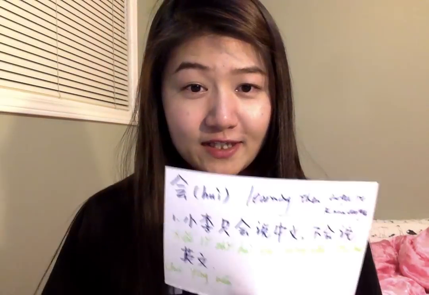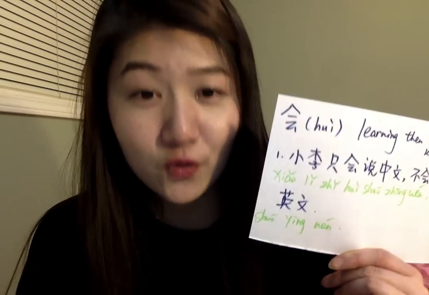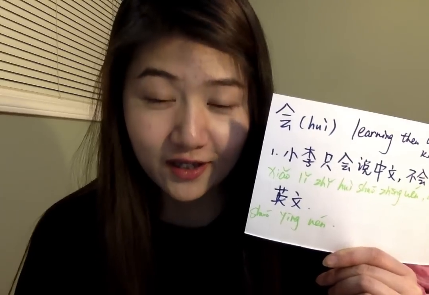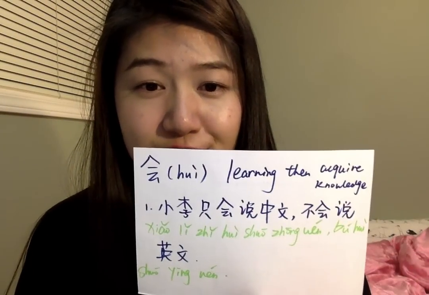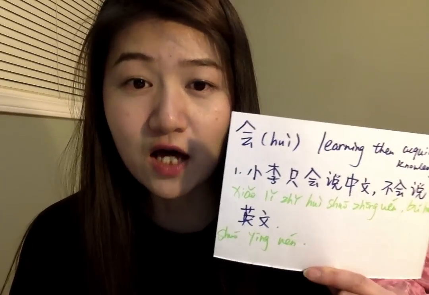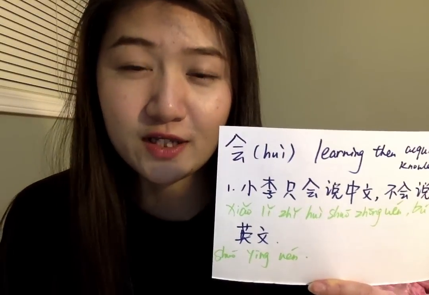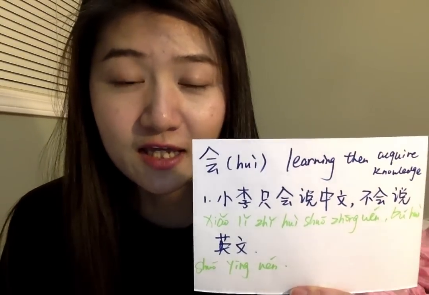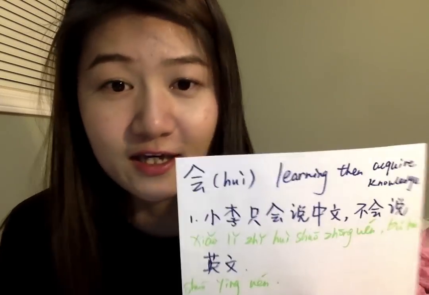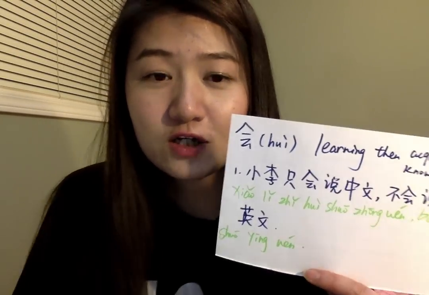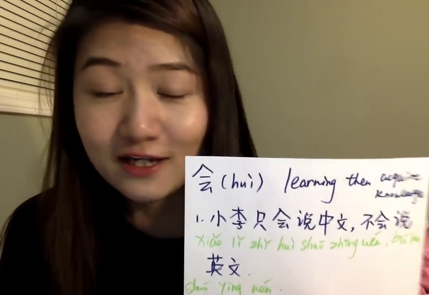Good. Okay, so next one is 会. 会, let's repeat. 会, 会. 很好. Let's take a look at the example here. First one, 小李只会说中文,不会说英文. So, little Li just can speak Chinese Mandarin, and he can't speak English, okay? Little Li just knows how to speak Mandarin, but not English, okay?